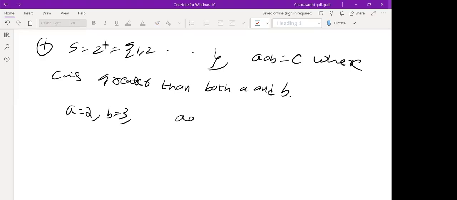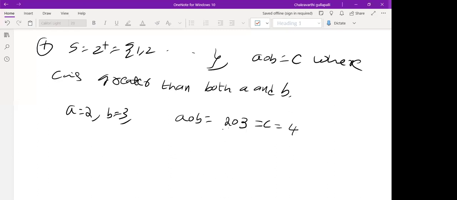Then what is A circle B? 2 circle 3 is C. What are the values of C? What is the integer which is greater than both 2 and 3? Can any one of you tell me? 4 or 5 we can take. 4 is greater than 2, greater than 3. Even if I take 3, 3 is greater than 2, but 3 is not greater than 3. It should be greater than both A and B. So I cannot have 3.